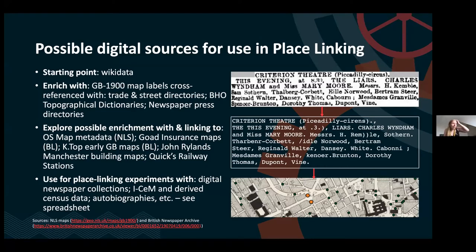The backbone for this was the development of a wiki gazetteer, which is enriched with a data set known as GB1900, a crowdsourced list of text labels that appear in the 1900 Ordnance Survey six-inch to one-mile maps. Our aim is to further enrich this and link it to our other data sets, including maps, census data, and newspapers.